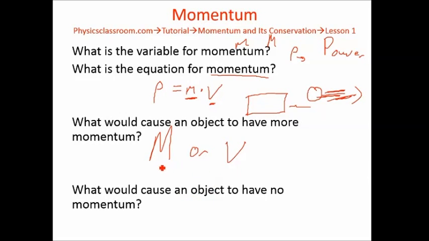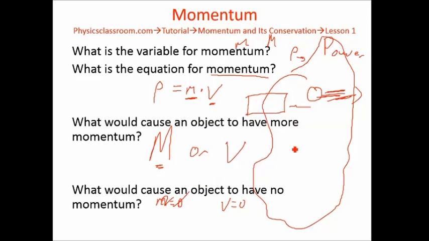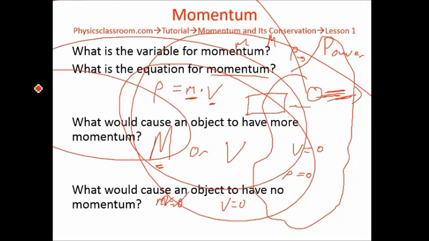No momentum. Can you have no mass? Well, yes. If you have no mass, you have no thing. There's nothing there, so that's silly. But you can have zero velocity. I don't care how big your object is. If its velocity is zero, its momentum is zero. So you can have something huge, and it doesn't have momentum if it's not moving.